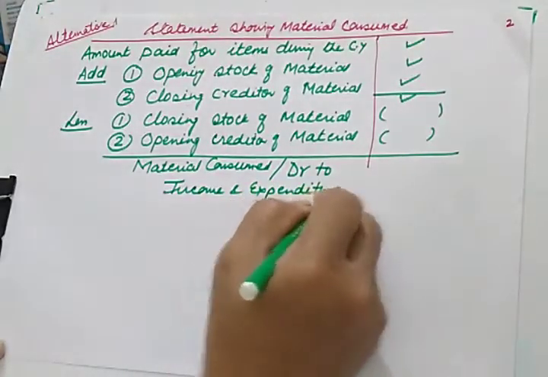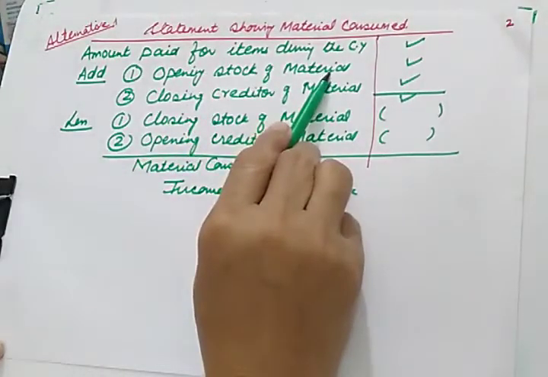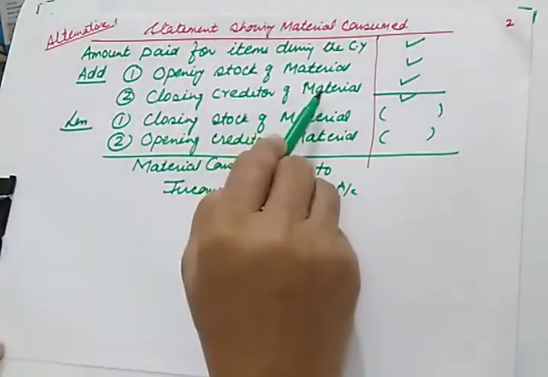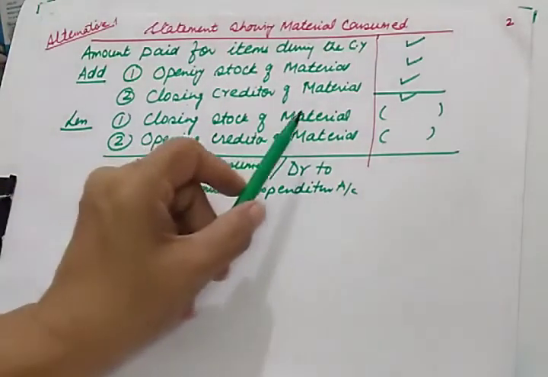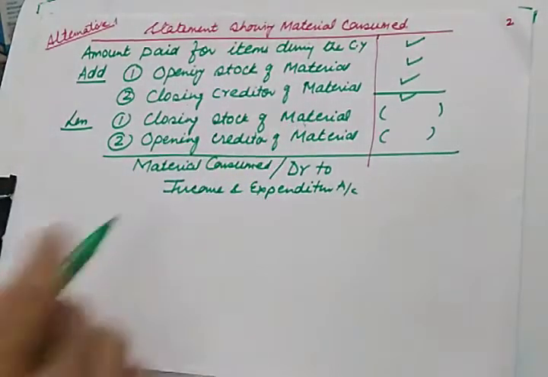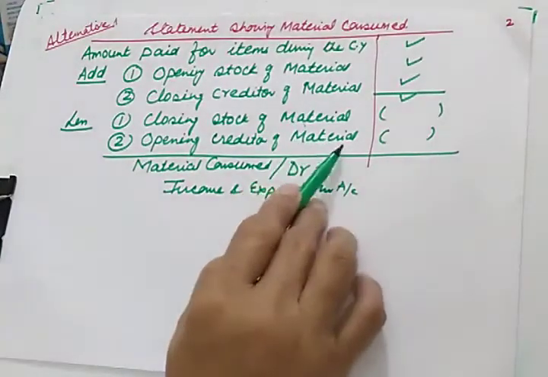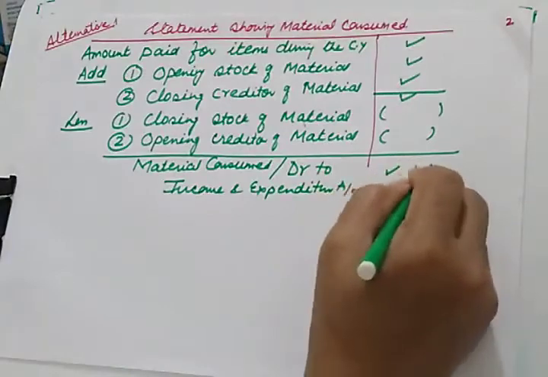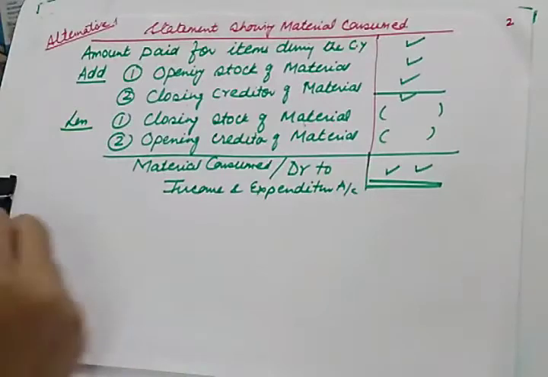And here one more important thing which I need to tell you, that opening stock will be shown on the asset side of old balance sheet or opening balance sheet. Likewise, closing creditors. So you know where to show closing creditors in the balance sheet, liability side of the balance sheet. Likewise, closing stock of material will be shown on the asset side of closing balance sheet. Opening creditors of material will be shown on the liability side of opening balance sheet. So this is how we'll be able to find out material consumed.